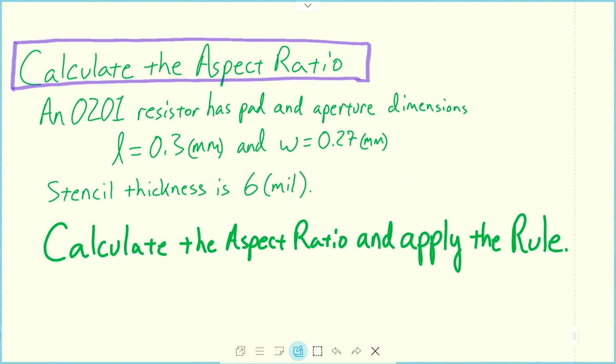Now it's your turn to calculate the aspect ratio. An 0201 resistor has pad and aperture dimensions of length equal to 0.3 millimeters and width equal to 0.27 millimeters. In addition, the stencil thickness is 6 mils. So to meet the final objective for this section, you need to be able to calculate the aspect ratio for this aperture and apply the aspect ratio rule.